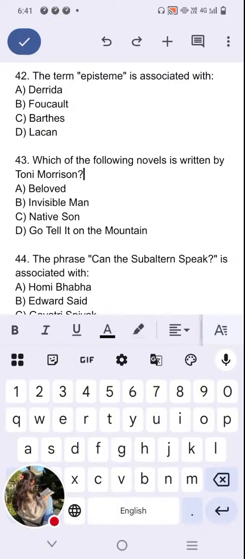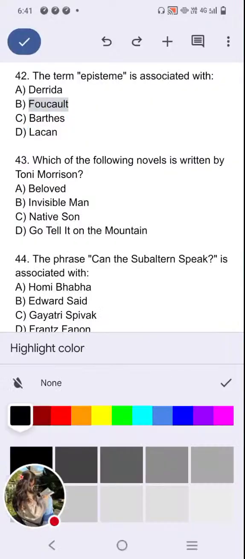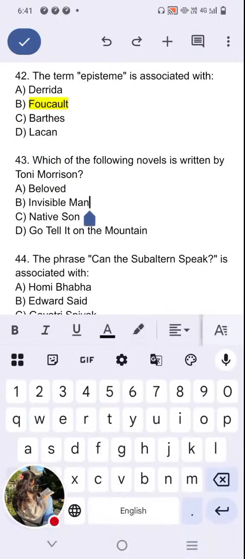And I'll give you a hint. Do you know the word epistemology? The meaning is study of knowledge. Epistemology means study of knowledge. So episteme means knowledge. And who is the critic who is associated with concepts like power and knowledge? It is Foucault. So Foucault is associated with the term episteme.